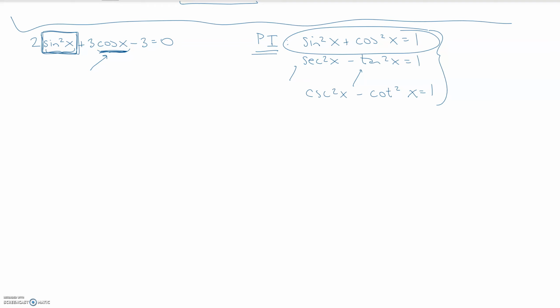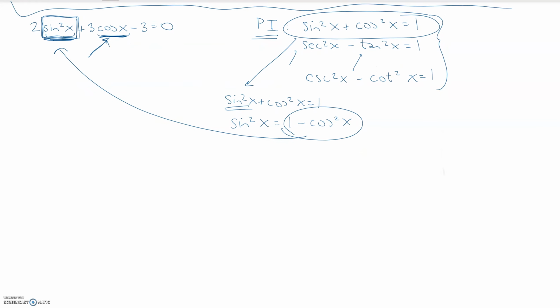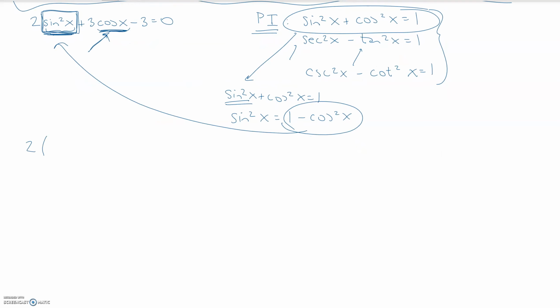And it's going to be particularly helpful in this problem because our sine squared x, like I said before, is paired with a cosine x. So if we take our Pythagorean identity, sine squared x plus cosine squared x equals 1, and we solve for sine squared x, we get sine squared x equals 1 minus cosine squared x. We can then take this and plug it in for sine squared x. So what we have is 2 times 1 minus cosine squared x plus 3 cosine x minus 3 equals 0.